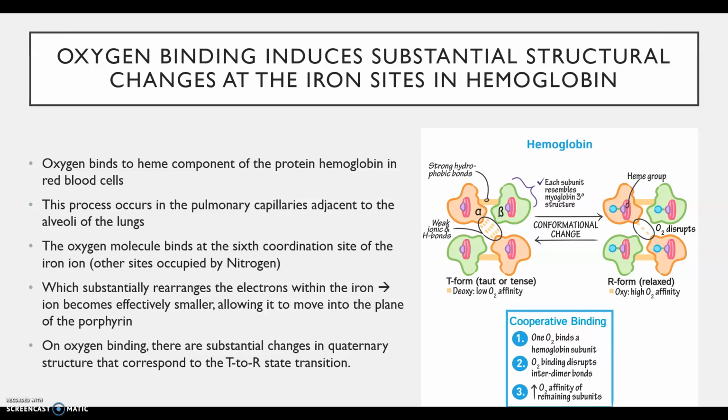Over there on that picture, we have the T form of hemoglobin shown before it goes through this conformational change to the R form of hemoglobin, and you can see that the initial T form was more deoxygenated and had low oxygen affinity, but once it binds oxygen and goes to the R form, it has higher oxygen affinity, as the oxygen binding disrupts those interdimer bonds.